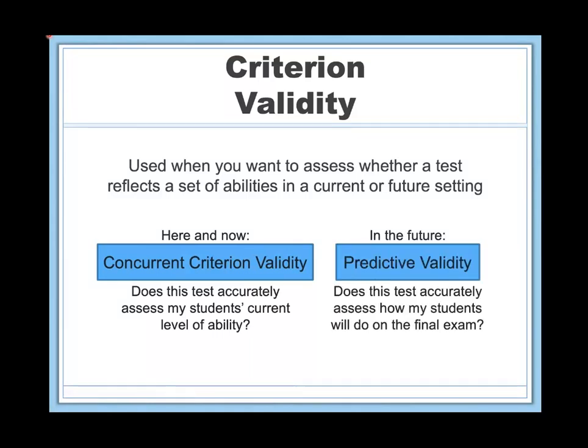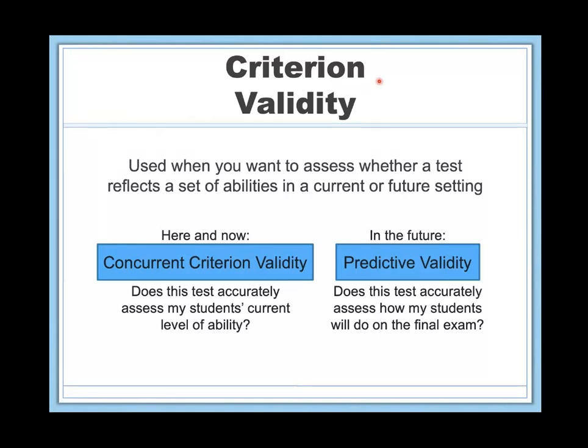And it's kind of focused on this question here. Does this test accurately assess how my students will do in the future? On the final exam, for example, can I predict how well you're going to do in the future on the basis of this exam that I'm giving you right now?